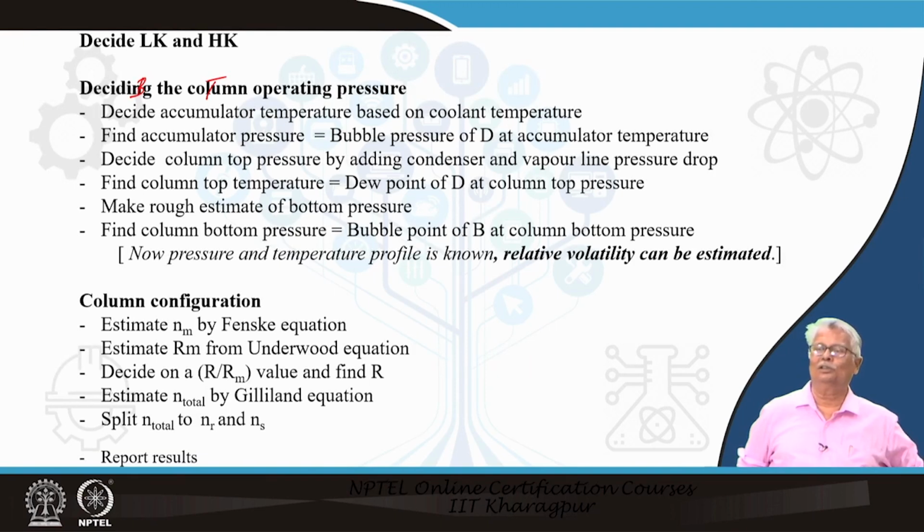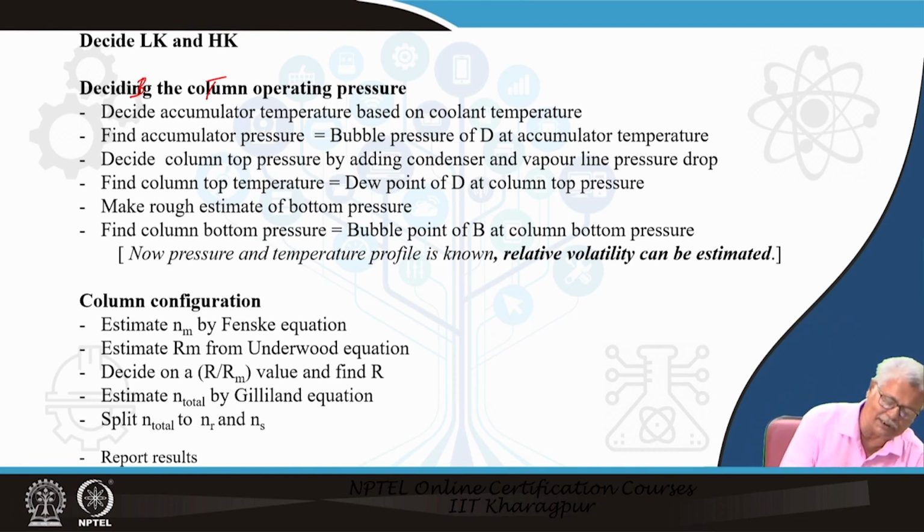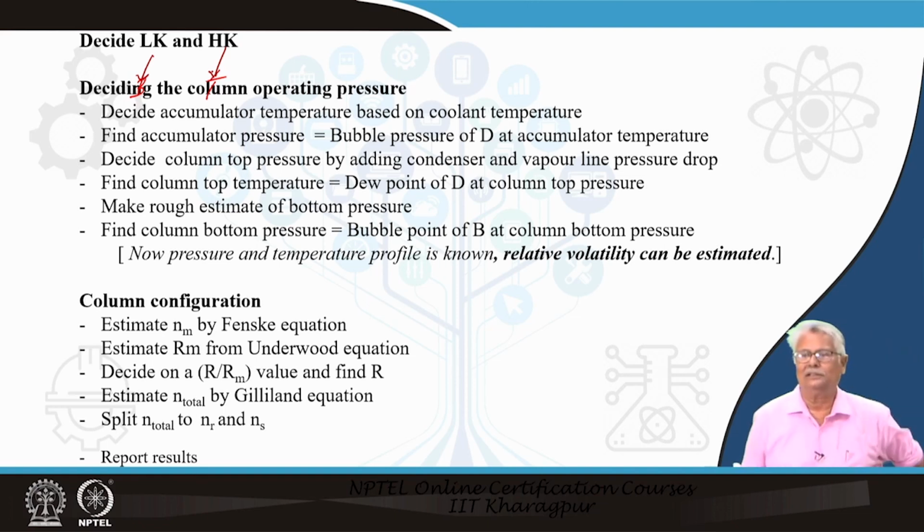Basically, to conclude, let us have a look at the steps required to complete the problem here. The first thing is definitely finding out the light key and the heavy key that we have already said. My light key in this particular case is going to be benzene, and my heavy key is toluene, because it is a case of adjacent keys, because they appear in the same sequence one after another in the order of volatility.